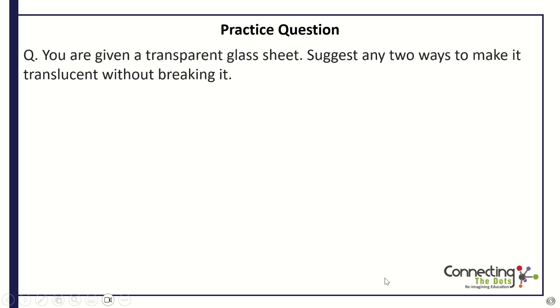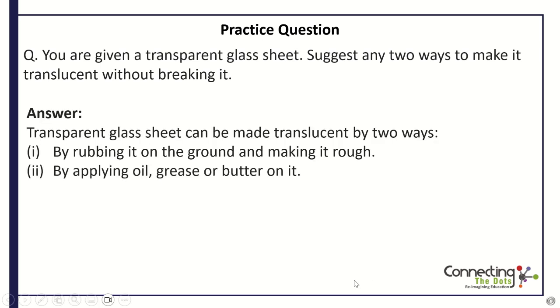Okay, so one method is by rubbing it on the ground and making the surface of the transparent object rough. In this way, its ability to allow light diminishes, and thereby it gets converted from a transparent object to a translucent object. The other method is to give some coating of oil, grease, or butter. In this way, you can convert a transparent object into a translucent object.